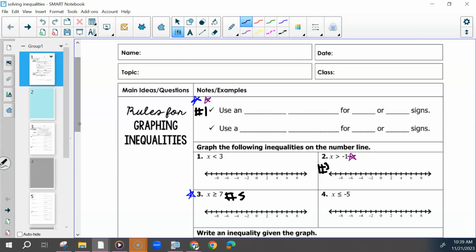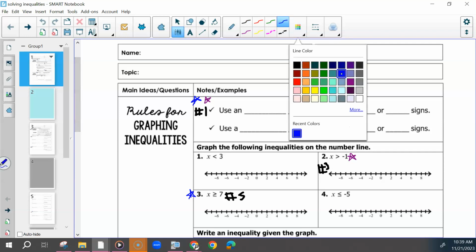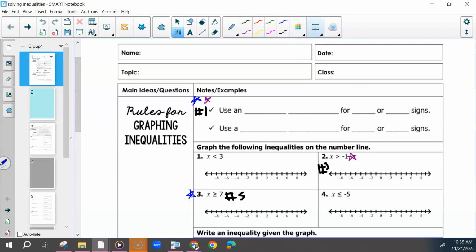Alright. For these, we're going to use an open circle for less than or greater than signs, and a closed circle for less than or equal to or greater than or equal to signs.